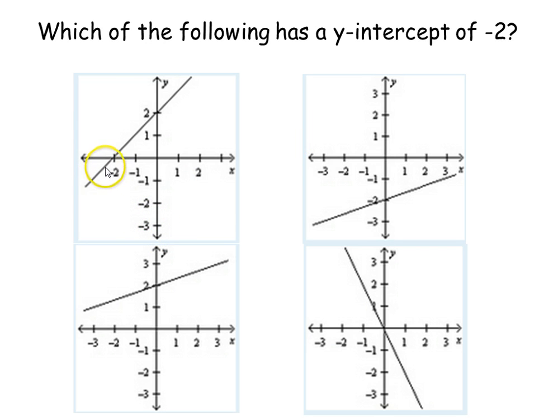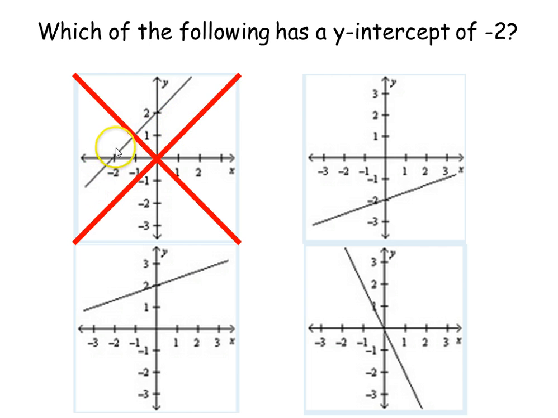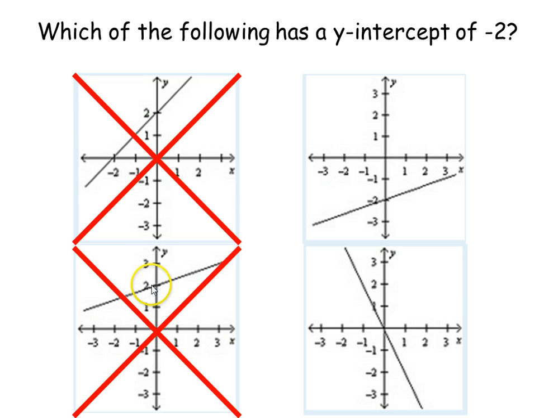This first line right here crosses the y-axis right here where that y value is 2. So this is not our answer because this line has a y-intercept of +2 and we are looking for a y-intercept of -2. Come down to this one here. We have our y-axis is the vertical axis. Here's our x-axis. We want to know where this line crosses the y-axis, so we follow it along, and it crosses the y-axis right here, and that y value there is +2 also, so this is not our answer. That line does not have a y-intercept of -2.